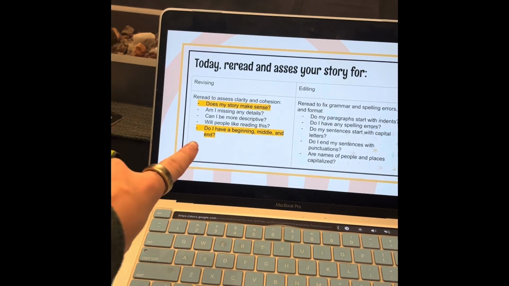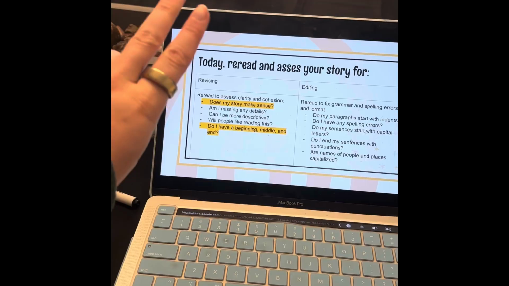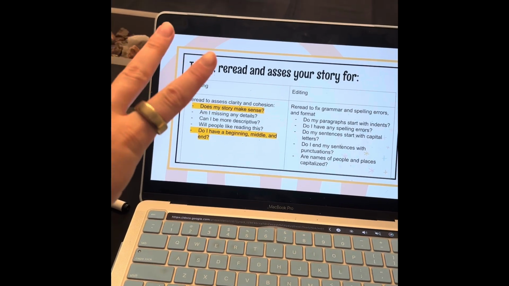And today I just want you to focus on these two questions. Number one, does my story make sense? And number two, do I have a beginning, middle, and end? Let's focus on that first part, which was, does my story make sense? Now, what I mean by that is when you read your story, can you comprehend what's happening?